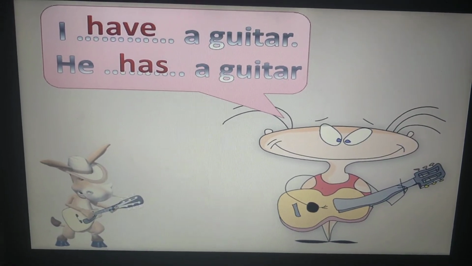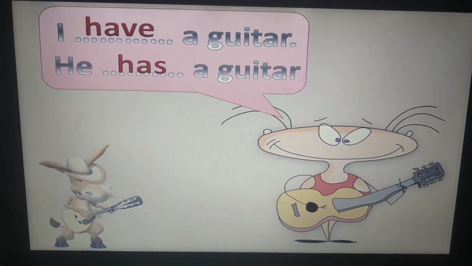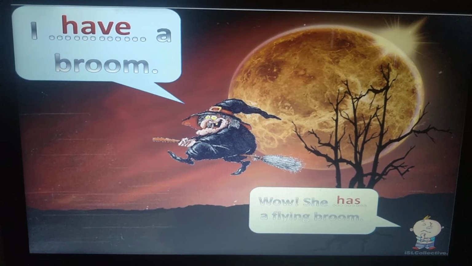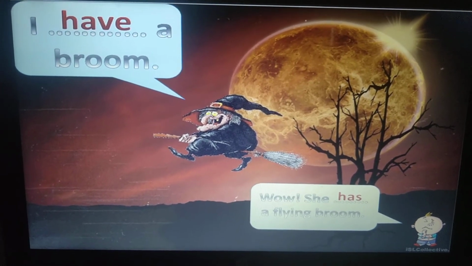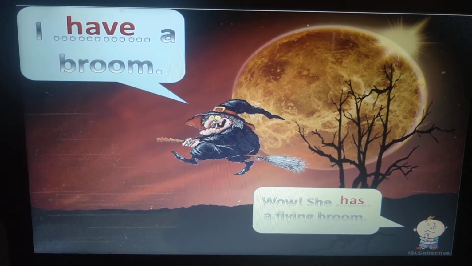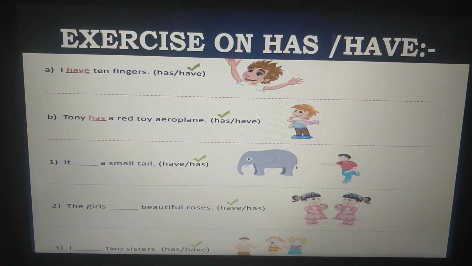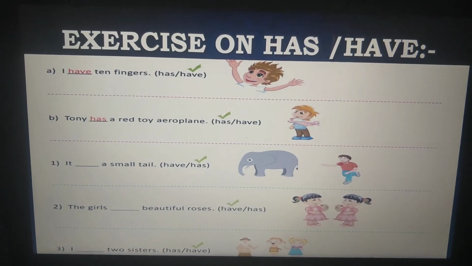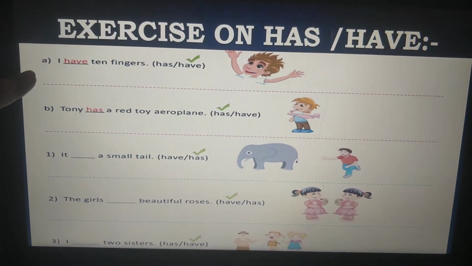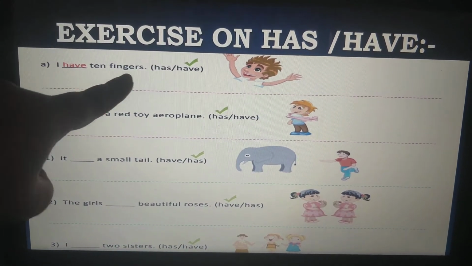I have a guitar. He has a guitar. I have a broom. Wow, she has a flying broom. Now we have this exercise on has and have. You can see here on A, I dash 10 fingers.